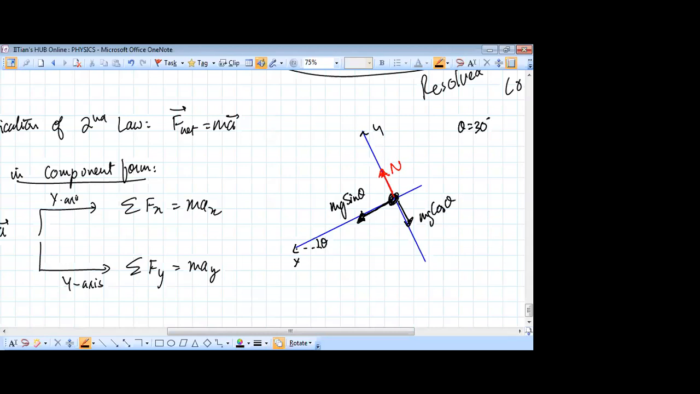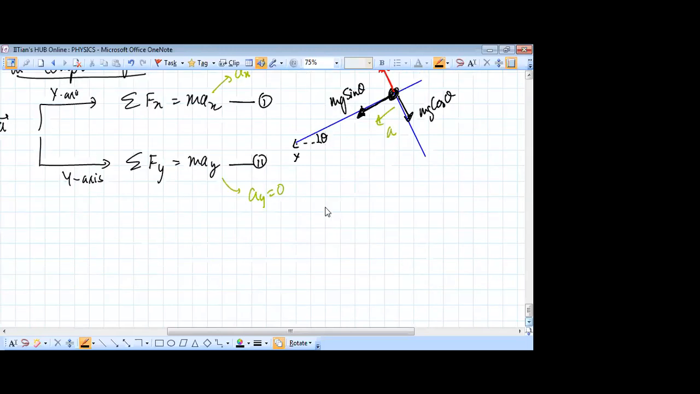And the body was accelerating only along the x-axis. The acceleration of the body is along the x-axis. So here, ax should be substituted as a, which is the net acceleration, because ay is 0. So let us say now this is going to give us equation 1 and this is going to give us equation 2. So let's solve.